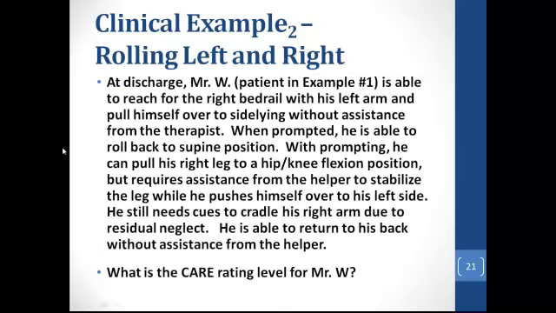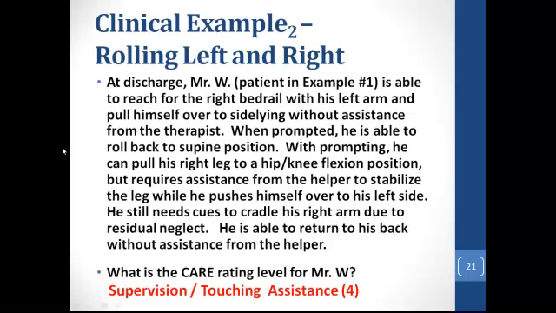At discharge, Mr. W, the same patient, is able to reach for the right bed rail with his left arm and pull himself over to sideline without assistance from the therapist. When prompted, he is able to roll back to supine. With prompting, he can pull his right leg to a hip-knee flexion, but requires assistance from the helper to stabilize the leg while he pushes himself over to his left side. He still needs cues to cradle his right arm due to his residual neglect. He is able to return to his back without assistance from the helper. What is the care rating level for Mr. W now?